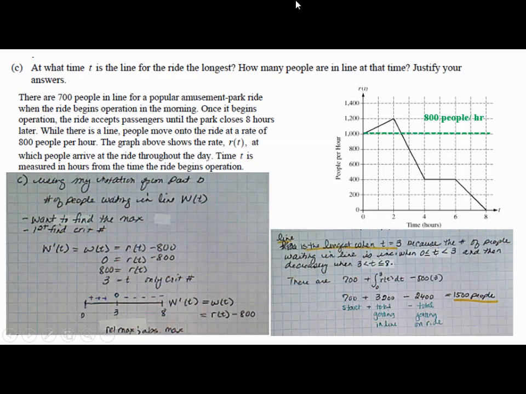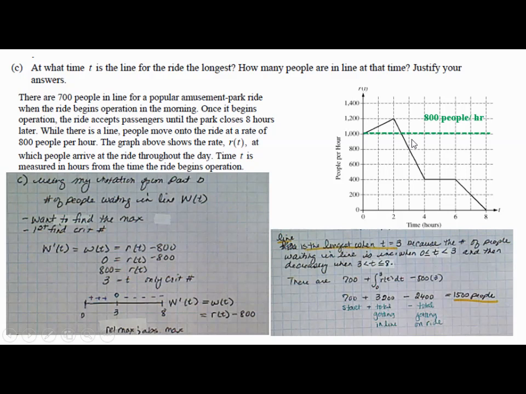So using our work from part B, the people waiting in line is W of t, and the rate of change of that is W prime of t, which is equal to R of t minus 800. So what would the critical number be? When R of t is equal to 800. So when does that happen? That happens when time is equal to 3.